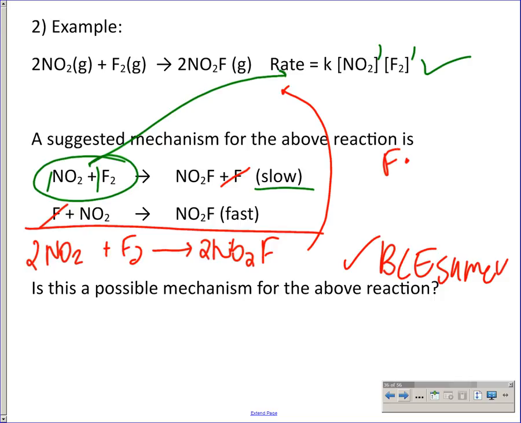Excuse me? That's 2 on the 2. What? For the rate law, I'm only looking at the slow step, because the slow step determines how fast I can go, which determines the rate. Oh, so we're just picking out this one. We're picking out the slow step and looking at how it matches. Yep. No, let's go forward.